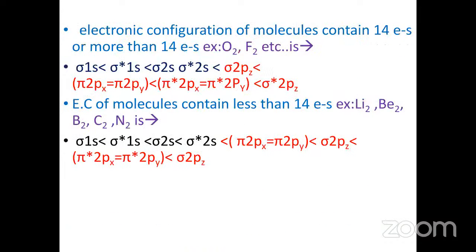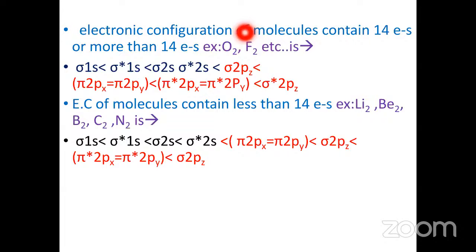Then the electronic configuration of molecules containing 14 electrons or more than 14 electrons. For example, O2 and F2 molecules. Take the O2 molecule, formed from the combination of two oxygen atoms. The atomic number of oxygen is 8, so two atoms are combined to form the O2 molecule. How many electrons are present in the O2 molecule? 16 electrons.